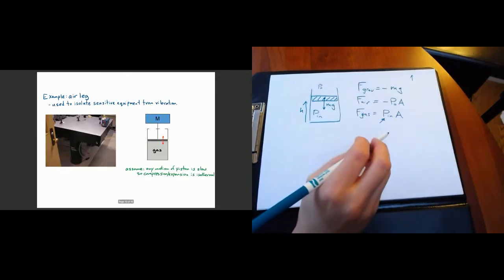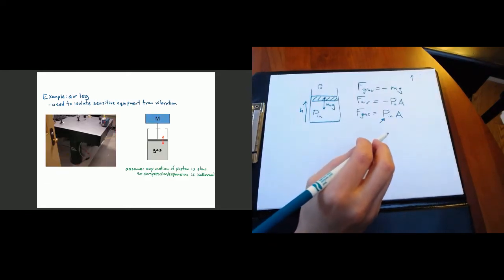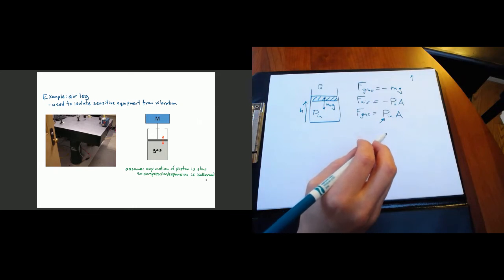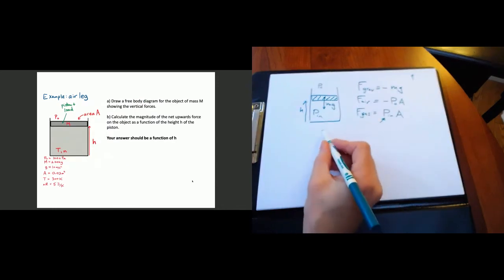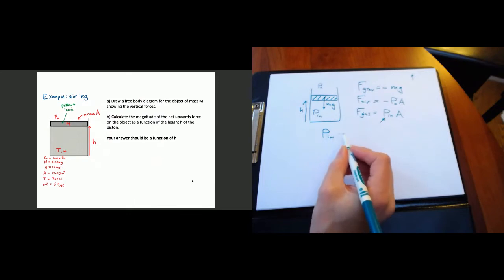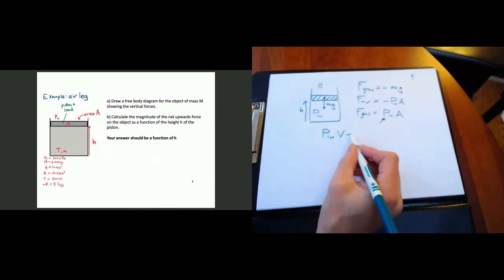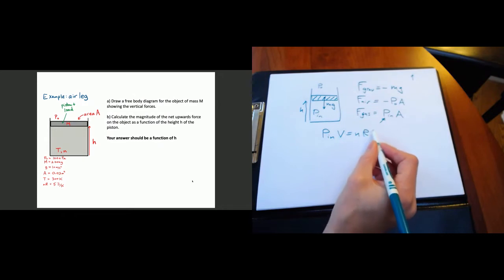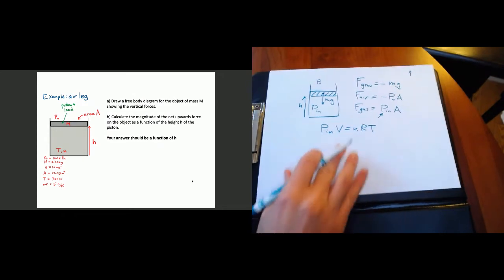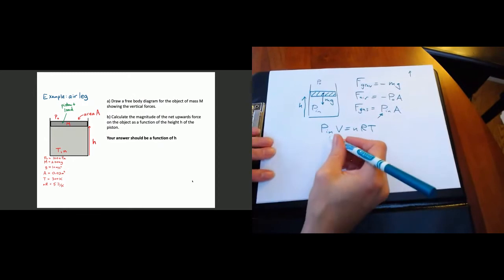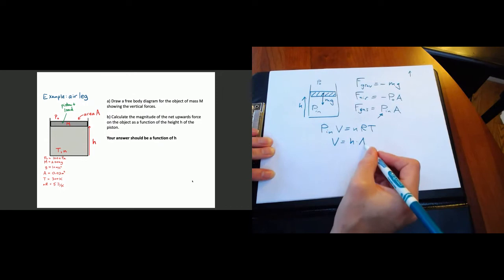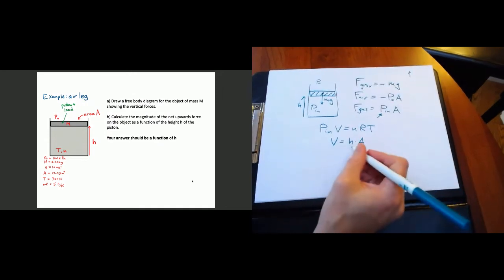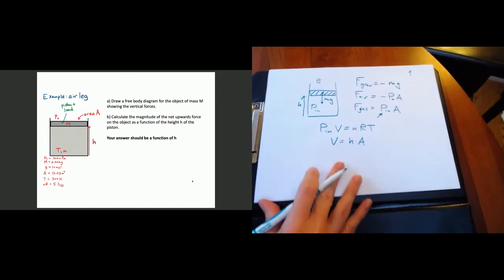If you go back to the specification of the question, we're assuming that any motion of the piston is slow, so compression or expansion is isothermal. And so then we can use the ideal gas law with a fixed temperature, fixed number of moles, and we can use the fact that the volume is related to this height by V equals H times A.